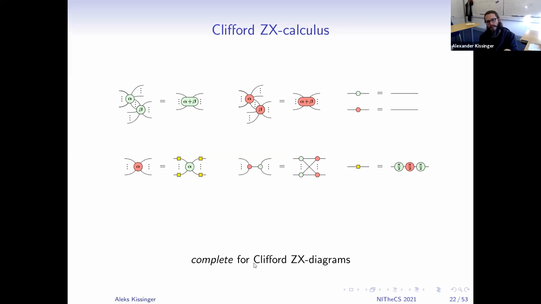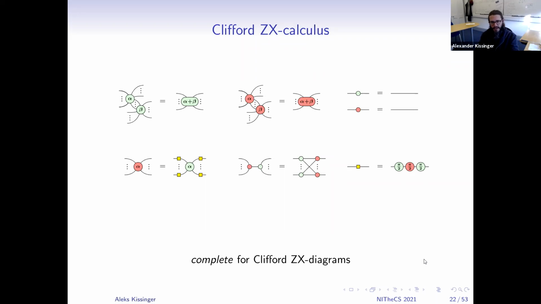Okay, and in this Clifford ZX calculus, this fairly simple set of rules here is actually complete for Clifford ZX diagrams. That means that if any 2 diagrams actually describe the same computation, then a human mathematician can prove that those 2 things are equal to each other just by applying these rules over and over, sometimes left to right, sometimes right to left. And that's what I mean here by completeness.